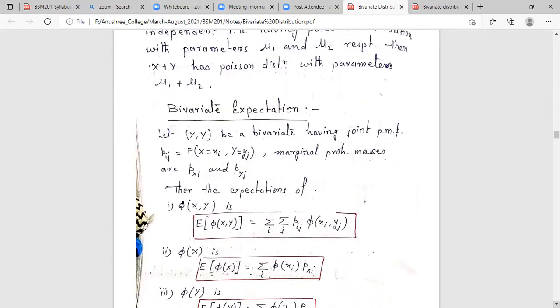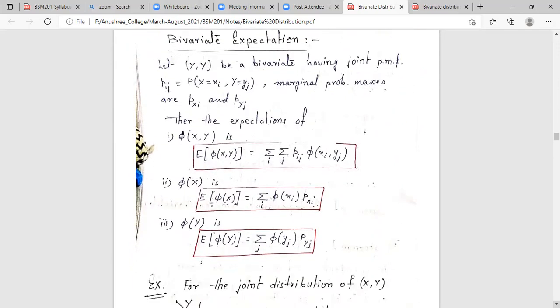Next, we can move on to the part of expectation that we have seen already for a single variable. Now, we need to evaluate the expectation for bivariate data. See, if X and Y be the bivariate having joint probability mass function, that means we are going for discrete random variables. So the probability mass function is given to us as Pij, probability X equals xi, Y equals yj.